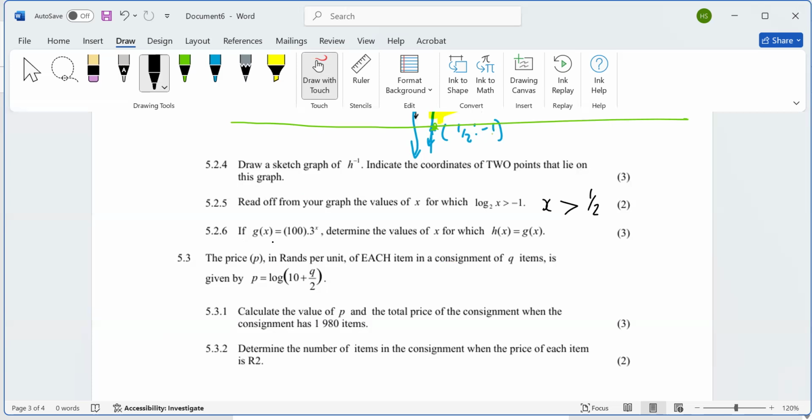Okay, next one. 5.2.6, we want g of x, which is this one, equal to h of x. So let's equate them. So what do we have? We have 100 multiplied by 3 to the power of x, which is equal to 2 to the power of x. It's fine? Okay, we divide by 3 to the power of x.